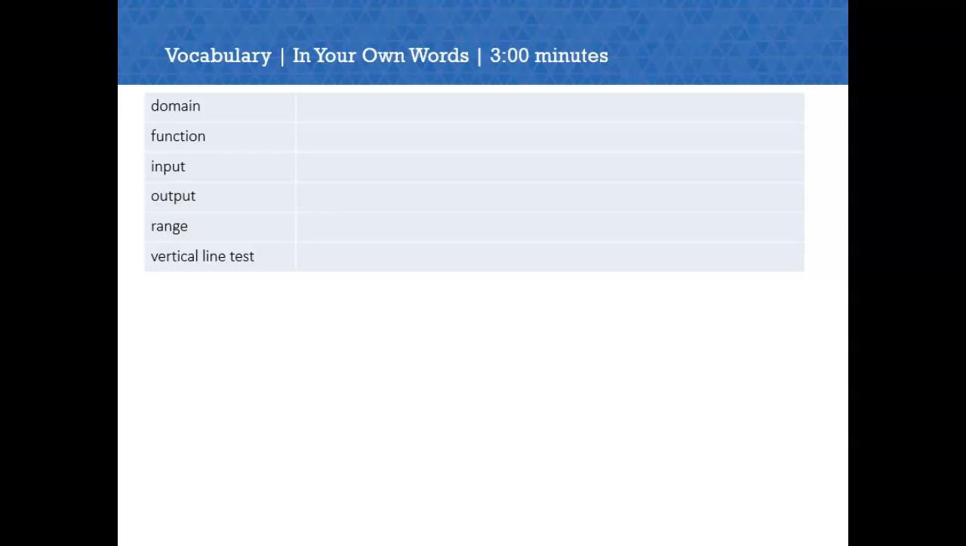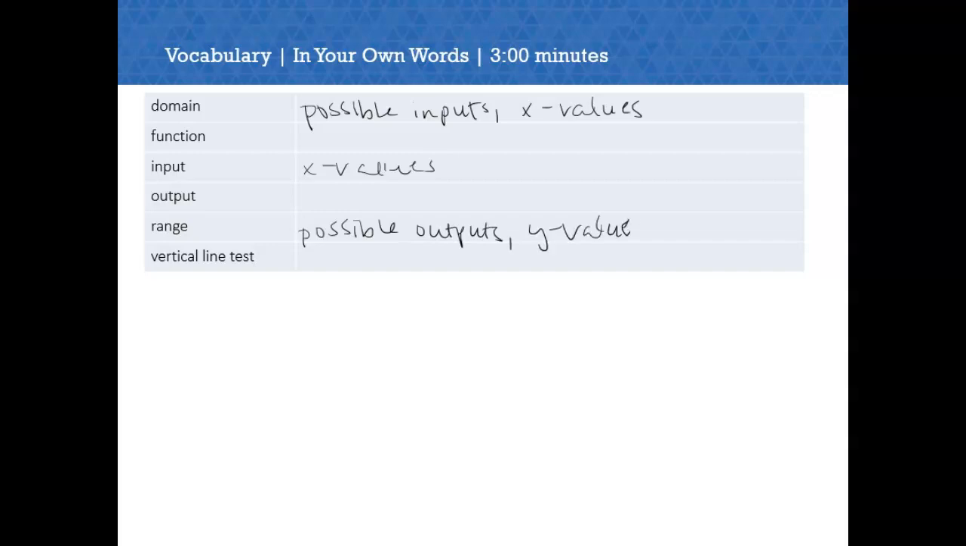So the vocab we need to talk about today are the domain, which are the possible inputs, which are also the x values. So input, x values. The range are the possible outputs, which are our y values. Outputs are y values.